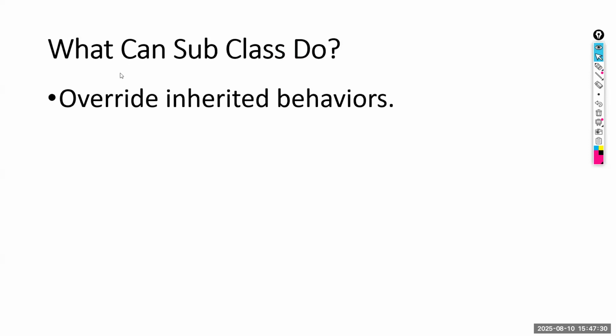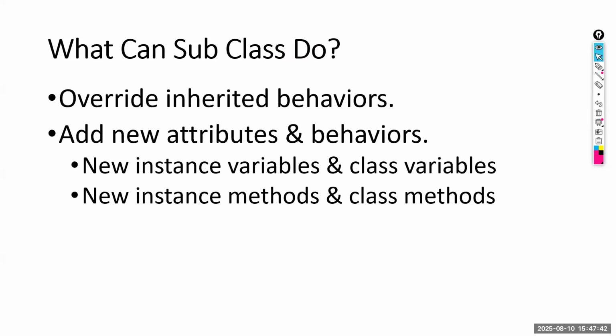So B can override inherited behaviors. And not only that, B can add its own attributes, and B can add its own behaviors. In the B class we put a method called do B and an attribute B. So that is a new attribute and new behaviors.